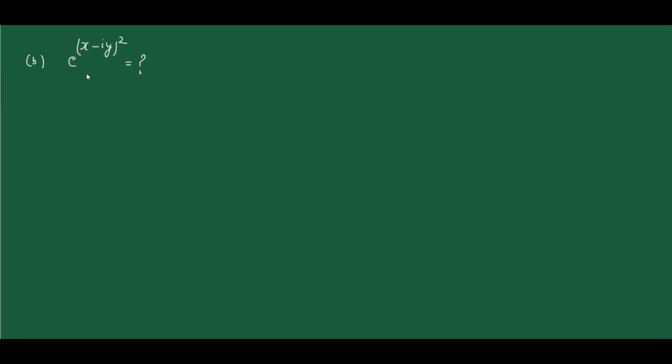In this question also we have to separate the real and imaginary part. So this question is also very similar to the previous one. What we have to do, first we have to open this square. So this will be x square plus (iota y) square minus 2 times x iota y. So this will be x square minus y square minus 2 iota xy. Okay, so put this value in this expression.